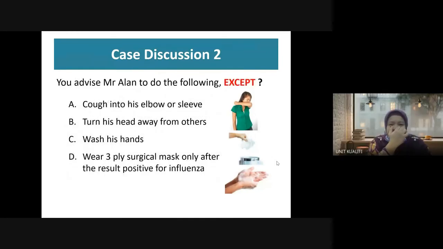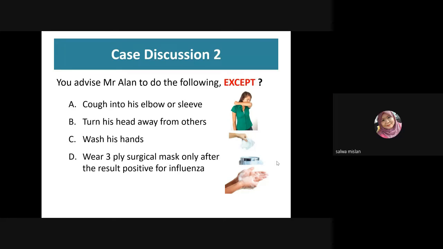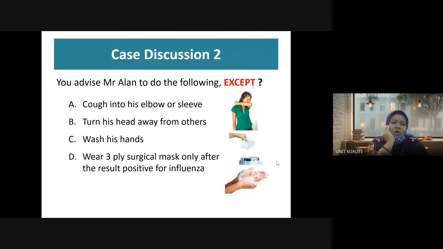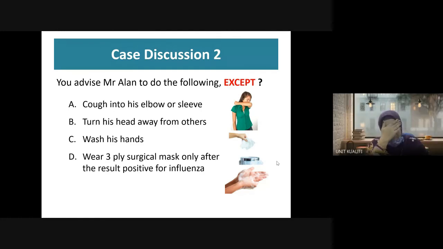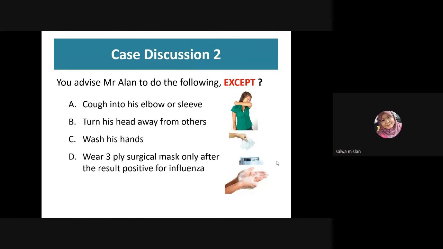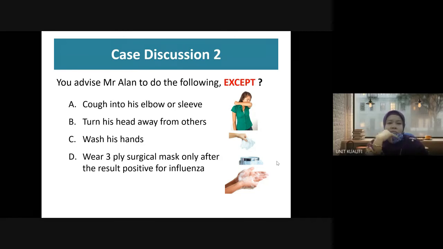You advise Mr. Allen to do the following except: A, cough into his elbow or sleeve, turn his head away from others, wash his hand, B, wear 3-ply surgical mask only after the result positive for influenza. Which one except? The answer? B or D? Except. You have to advise Mr. Allen to do the following except.